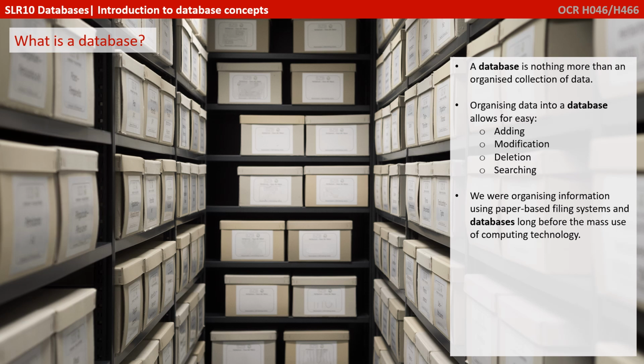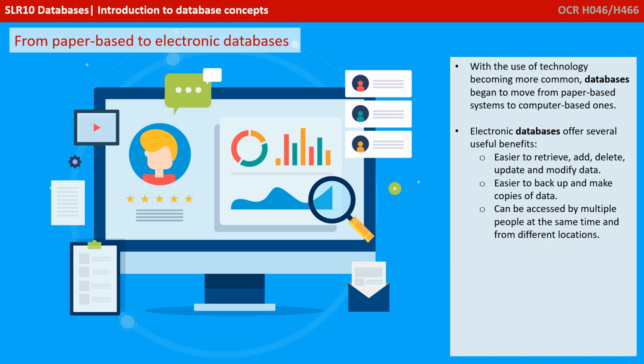We've been organizing information using paper-based filing systems and databases long before the mass use of computing technology. With the use of technology becoming much more common, databases began to move from paper-based systems to computer-based ones. An electronic database offers several useful benefits. It's obviously now much easier and quicker to add, delete, update, and modify data. It's easier to back up and make copies, and they can be accessed and used by multiple people at the same time from different locations.